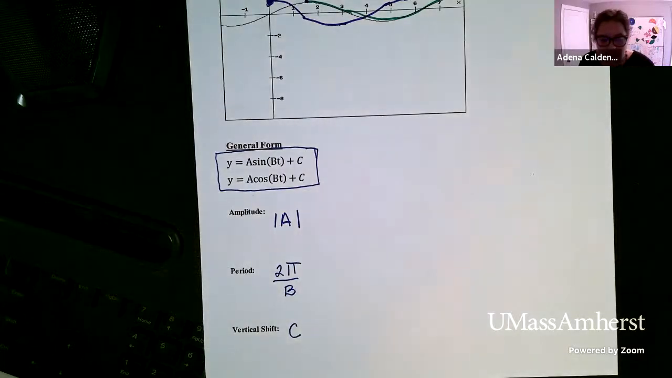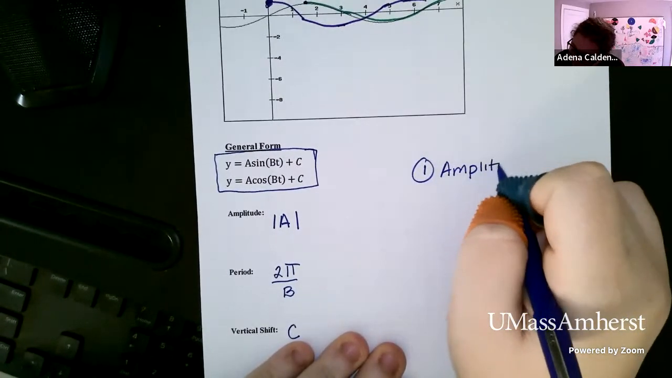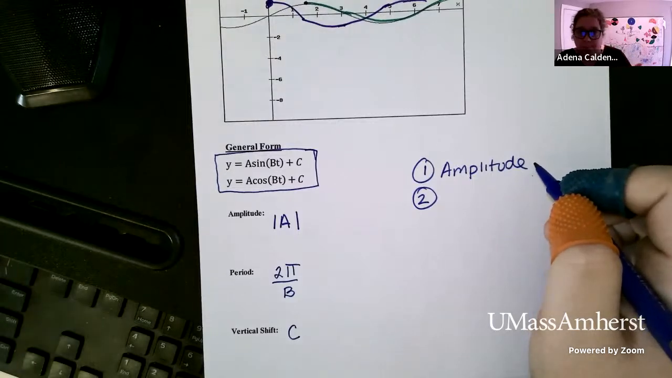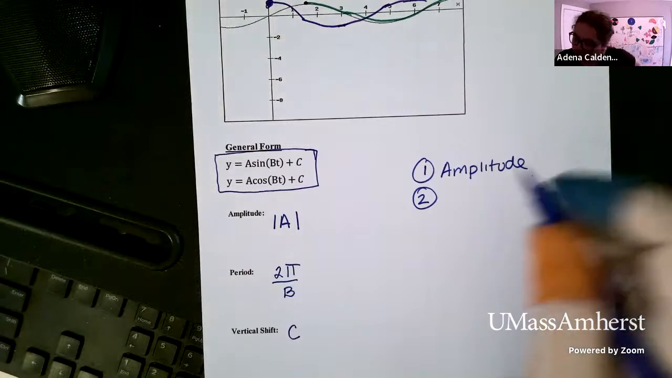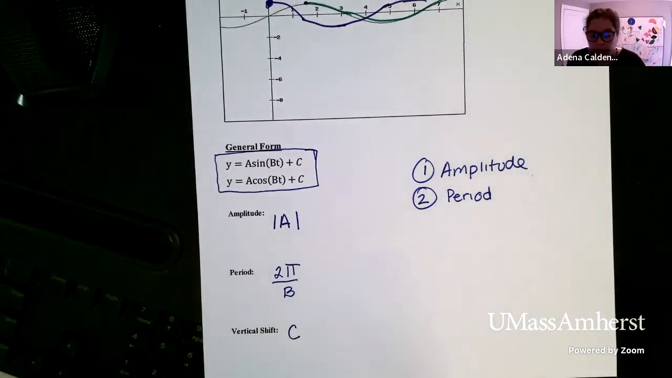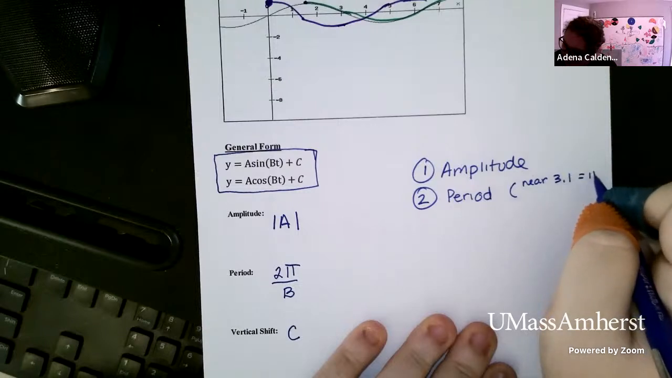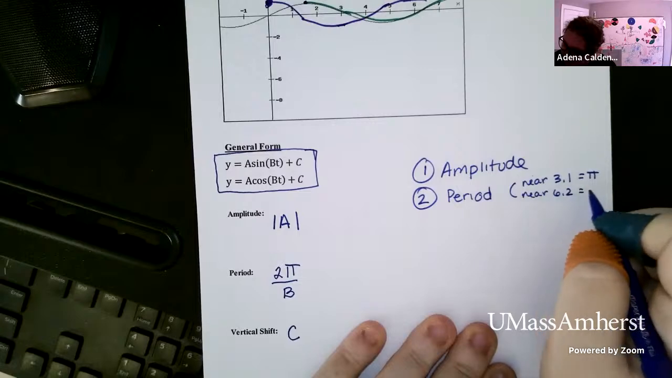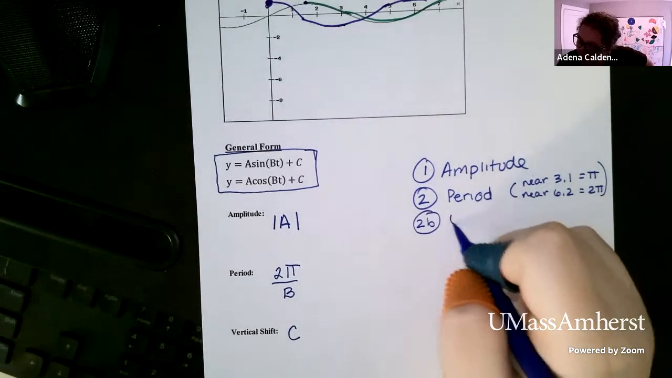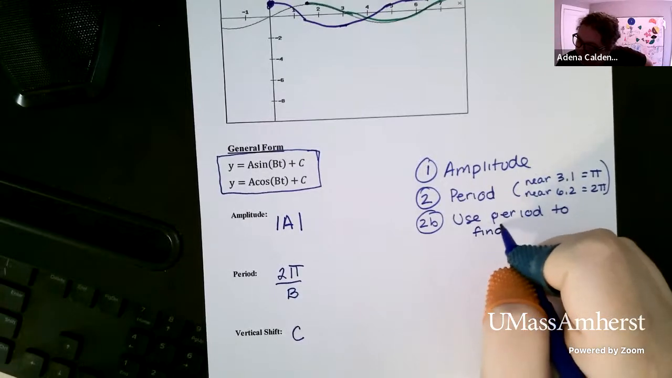So the steps that we're going to take are, first, we need to find the amplitude. The amplitude is going to be like we did before. We're going to have it on a graph, so we're finding maximum and minimum values and using that equation we had earlier. We're going to find the period like we did before. So how long does it take for this function to repeat? And remember, if you're near 3.1, that's going to be pi. If you're near 6.2, we said that's going to be roughly 2 pi. Okay. Step 2b, we're going to use the period to find b.